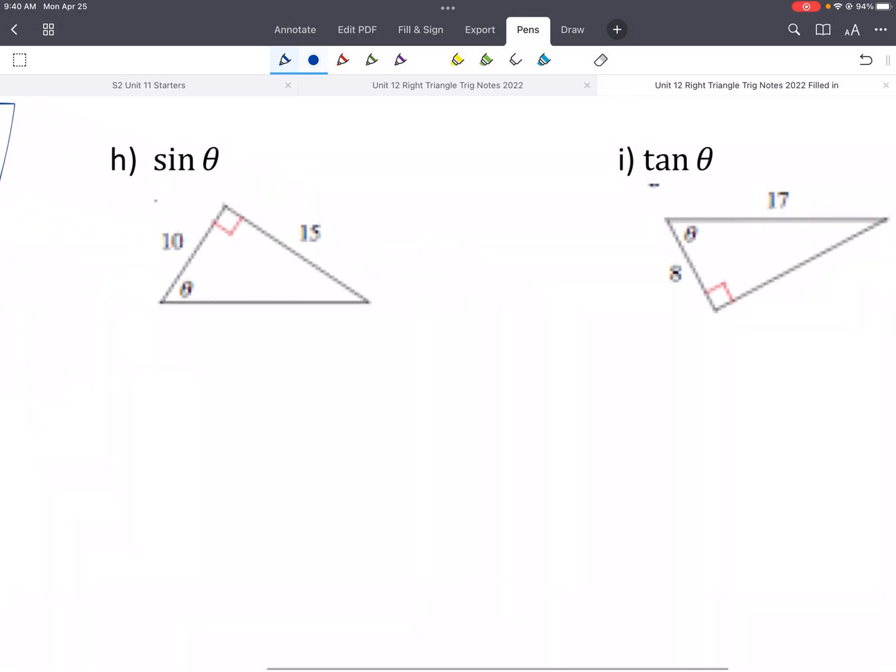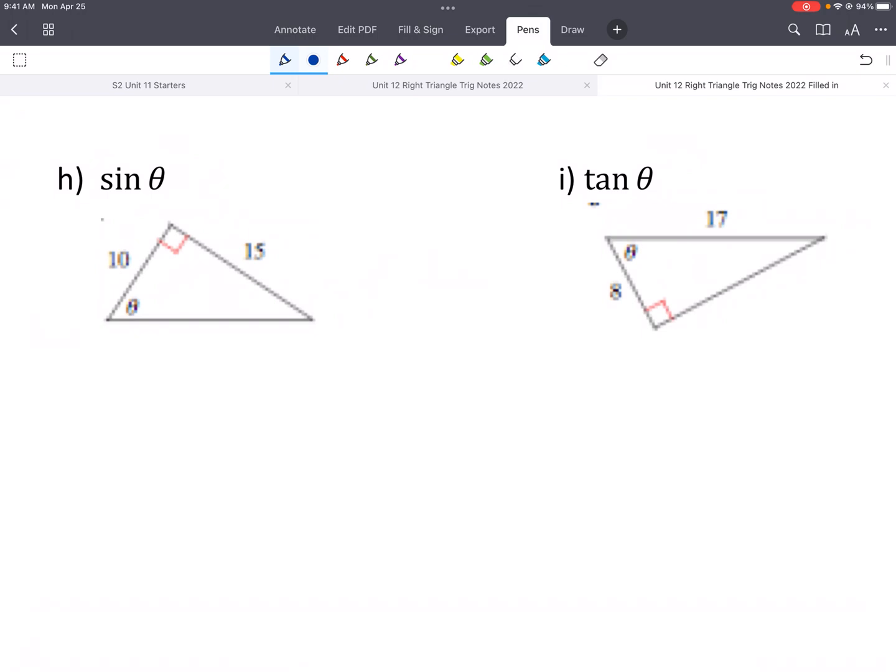But you will probably run into something like H and I. So if we label our sides, well, first off, what do you maybe notice?